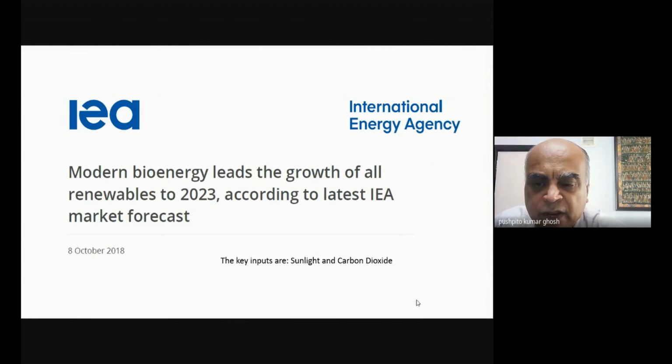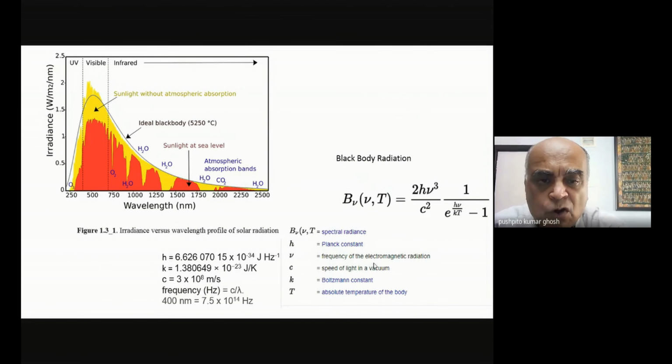So what we need to do is understand sunlight also. Carbon dioxide we have understood. We went through in the lectures what's happening with carbon dioxide in the atmosphere. So you have an idea that carbon dioxide is, if anything, going up. In that sense, maybe it is favorable for photosynthesis. The other input is sunlight. So let us look a little more at what sunlight is, because it's so fundamental to photosynthesis.